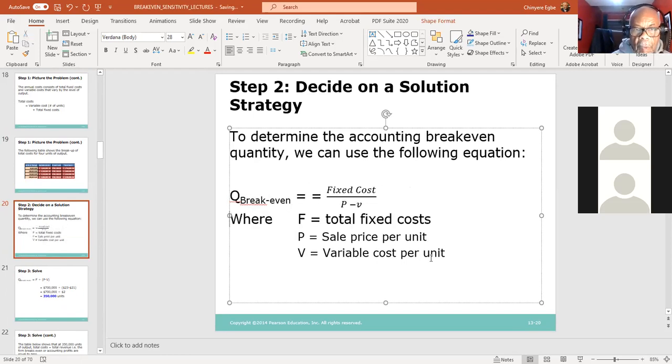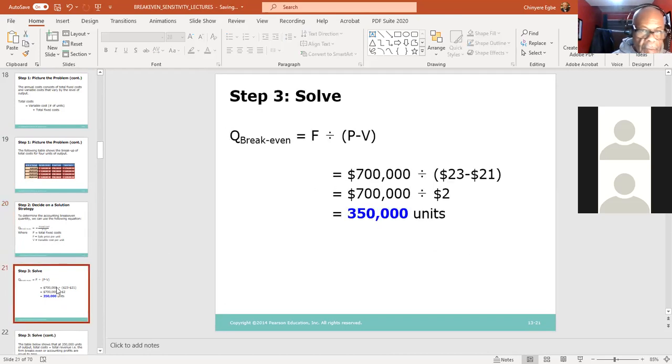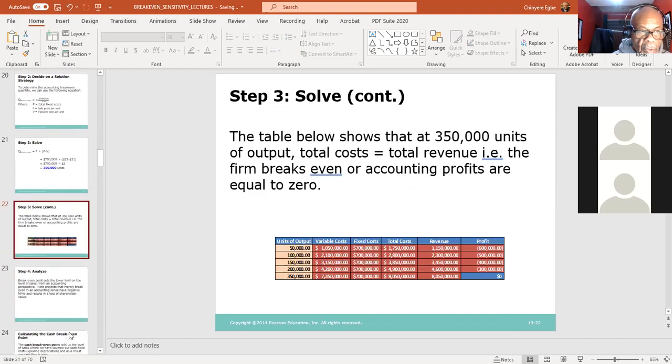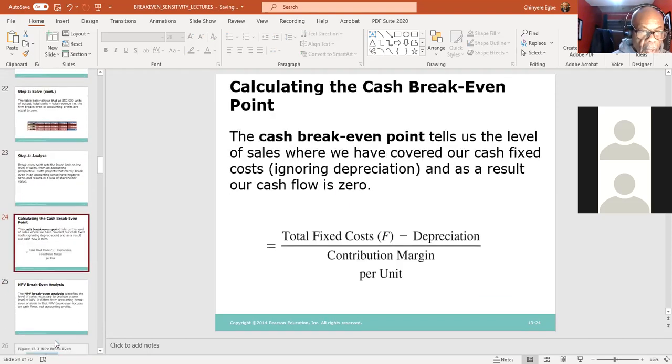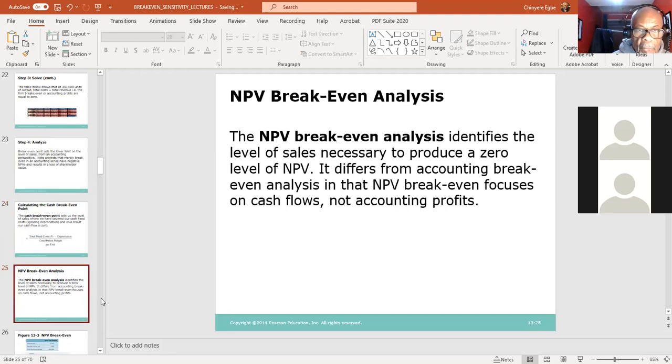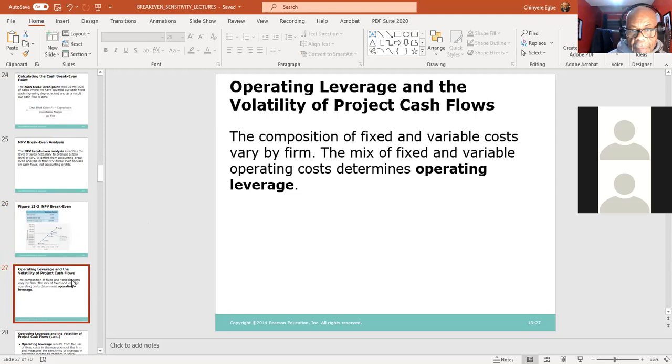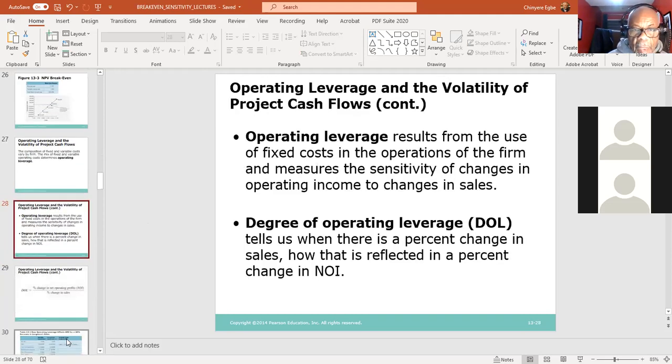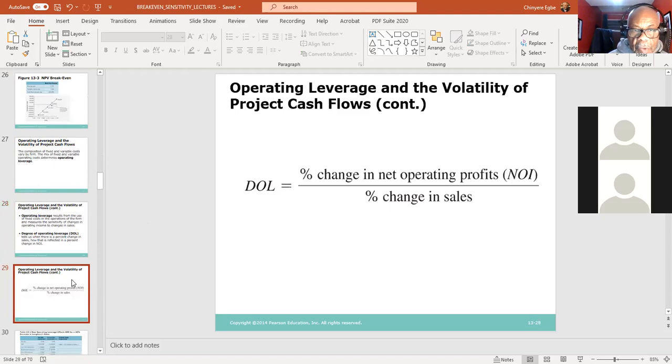F is the fixed cost, P is the sale price per unit, and V is the variable cost per unit. And so you have more illustrations that you can use. Now, we can also do an NPV break-even analysis, but we're not doing that today. If you want to raise some questions about that, get in touch with me, and we can have other sessions.